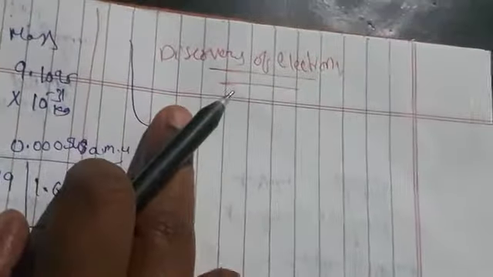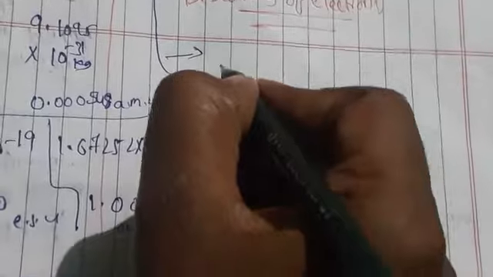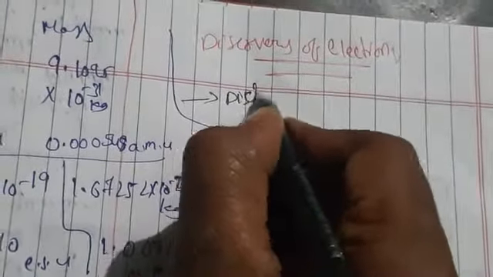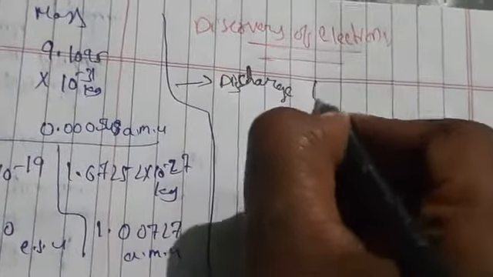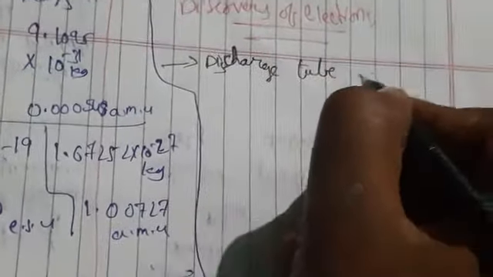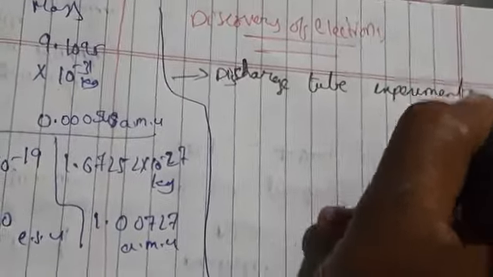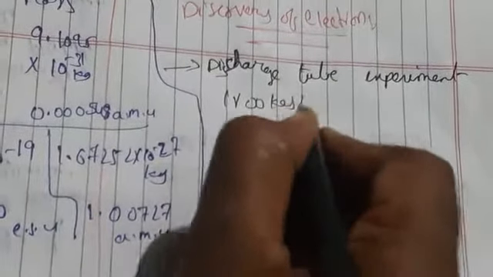Hello students, in the previous class we have seen the introduction to subatomic particles. So now let us see the discovery of the electron today. Generally, the discovery of the electron was due to the discharge tube. Due to the discharge tube experiment, Crookes, a scientist, made the observation.